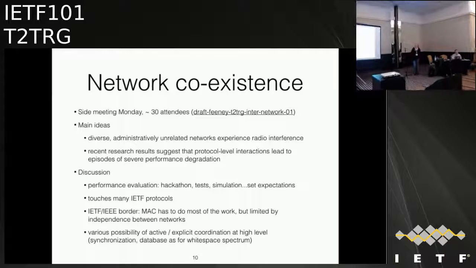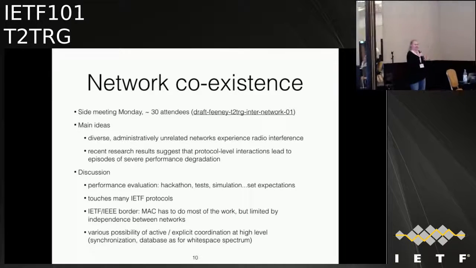There is a draft about some of these issues, but the main idea is that when we put administratively independent IoT applications, something I put in my apartment, something you deploy in your apartment, with no administrative relationship between them, we lose packets because of radio interference, and that's not the IETF's problem. But what some recent research results suggest is that the protocols are inducing timing behaviors, sensitivity to the loss of certain kinds of packets, that exacerbate these problems. And we can get severe performance degradation at the protocol level. And potentially that is something that we need to think about at this layer.